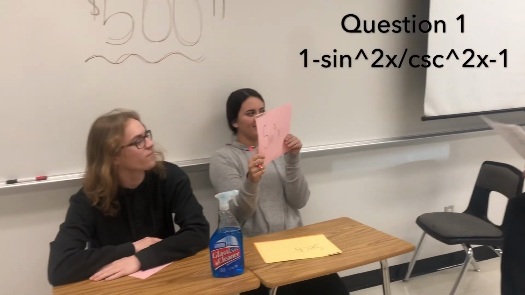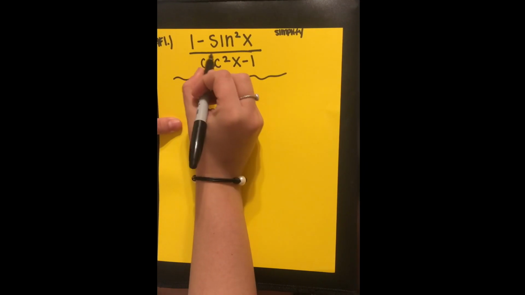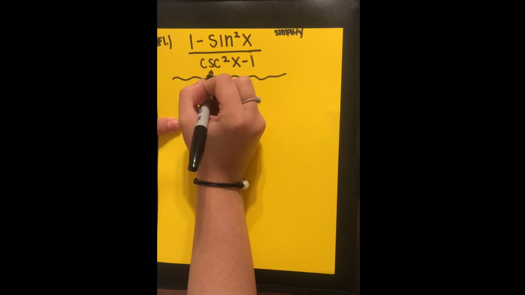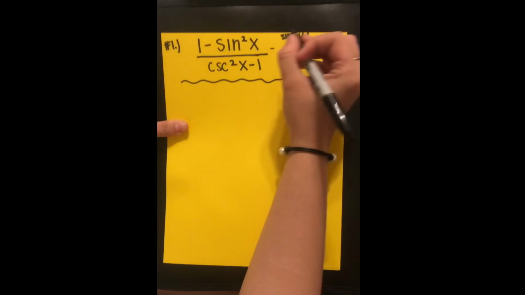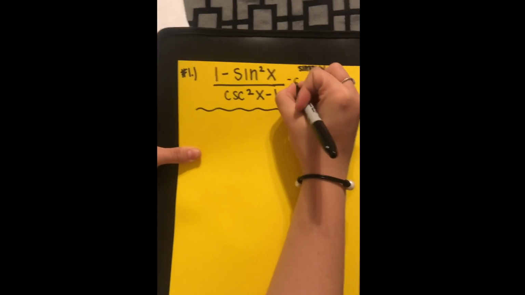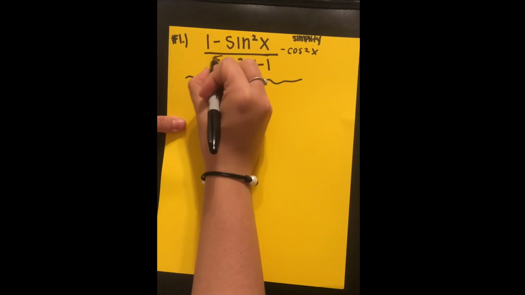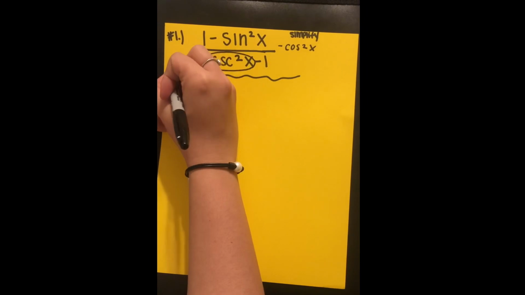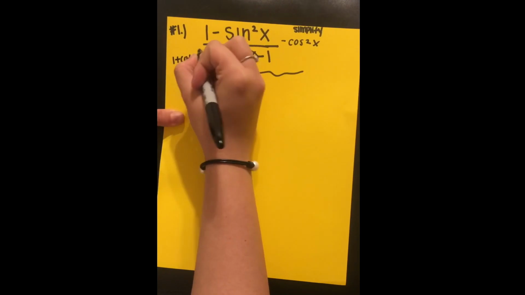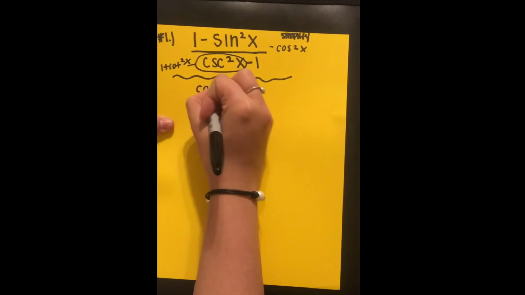Madison, that is correct. Will you please show us how you answered that? Problem 1. 1 minus sine squared x over cosecant squared x minus 1. We know that 1 minus sine squared x equals cosine squared x, and this equals 1 plus cotangent squared x. So we're going to rewrite it.